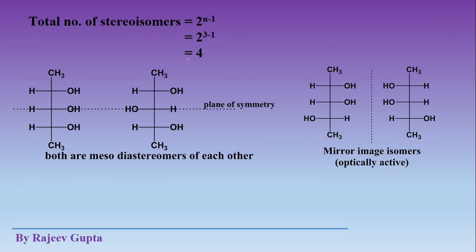2 to the power n minus 1. So the total number of n equals 3. So the total number of stereoisomers is 4. First, we draw the Fischer projections of all possible meso isomers.